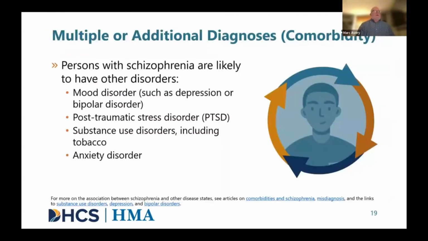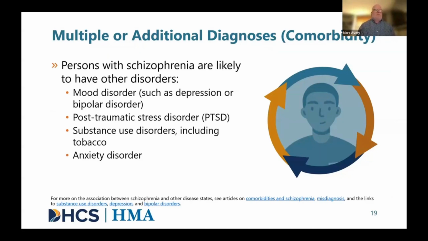Okay. It's also helpful to understand that persons with schizophrenia are unfortunately also likely to have additional psychiatric diagnoses at the same time, a concept known as comorbidity. And like the causes of schizophrenia itself, the reasons why schizophrenia is associated with a higher risk of other psychiatric diagnoses is oftentimes not well understood.